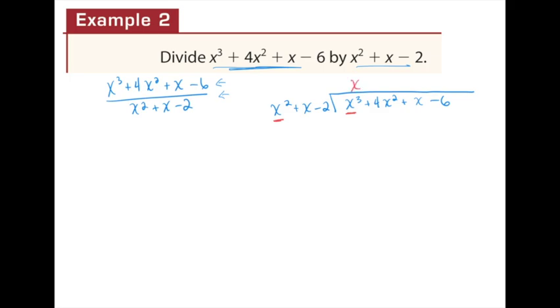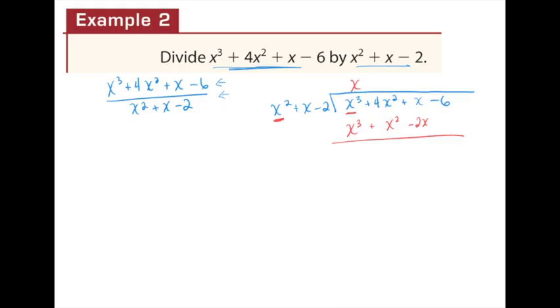Here's what I do with that. I multiply every single piece by that x. So I say x times x squared gives me x cubed. X times x gives me a positive x squared. X times negative 2 gives me a negative 2x. All right? Now, what do I do when I'm doing long division? What do I do going down? Add or subtract? I subtract.